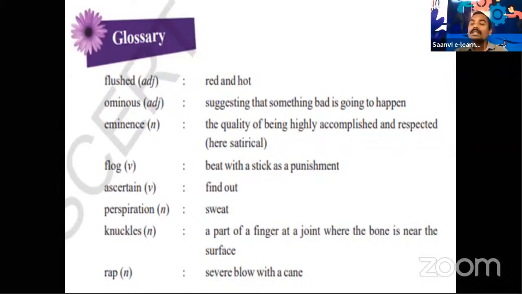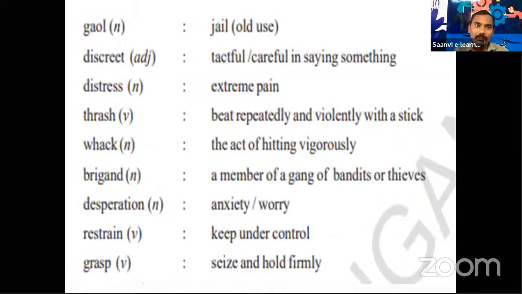Cane, it means stick. Cane is a word which can be used as a verb as well as a noun. So cane as a noun means stick. Caned means got punished with a stick. And gaol. What do you mean by gaol? It's an old term. The meaning of that word is jail. Discreet, it means tactful or careful in saying something. You must be discreet when you are dealing with a difficult or problematic situation. You must be careful in saying something when you are dealing with a problematic situation.